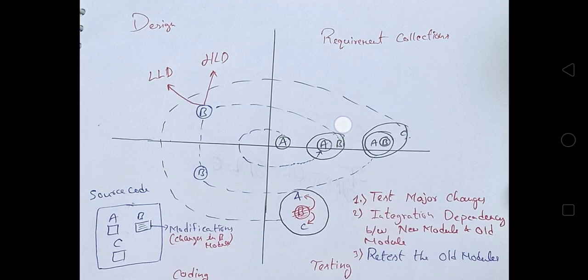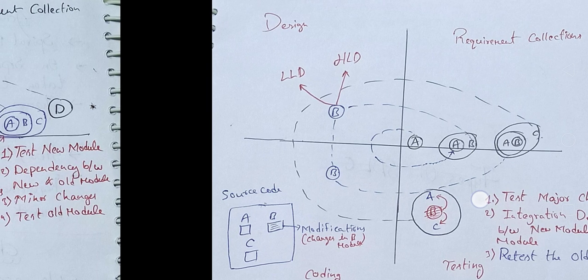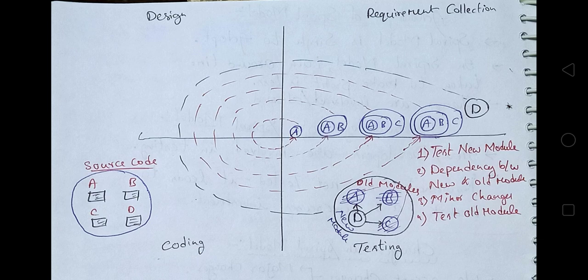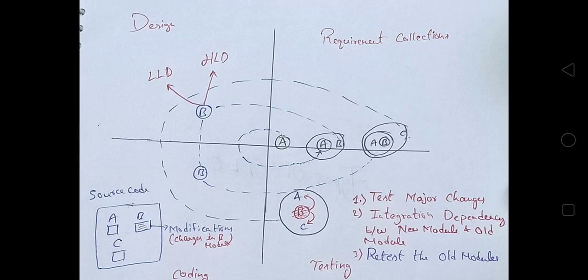See, now major changes. Whenever the customer gives us major changes to the previous module, here we first fix the major changes. After that we test the integration dependency between new and old module. After that we test the module. See here what is the difference between minor and major changes. In minor changes, first we test the new module, then the dependency between new and old module, after that we fix the minor changes, after that we test the old module. But here first we fix the major changes. After that we test the integration between new and old module. After that we test the old module.